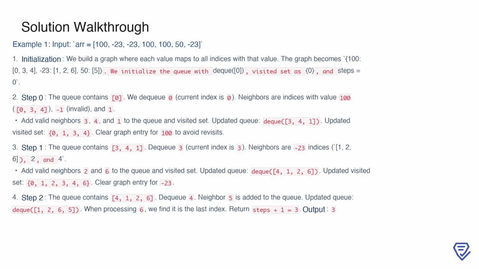Moving on, the queue now contains indices 3, 4, 1. We dequeue 3, and its neighbors include indices with the value -23, 1, 2, 6, as well as adjacent indices 2 and 4. From these, valid neighbors 2 and 6 are added to the queue and the visited set. The graph entry -23 is cleared, and the queue is updated to 4, 1, 2, 6, with the visited set now 0, 1, 2, 3, 4, 6. Again, we increment steps to 2.